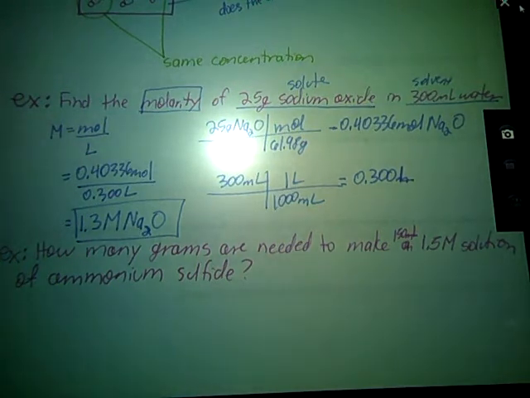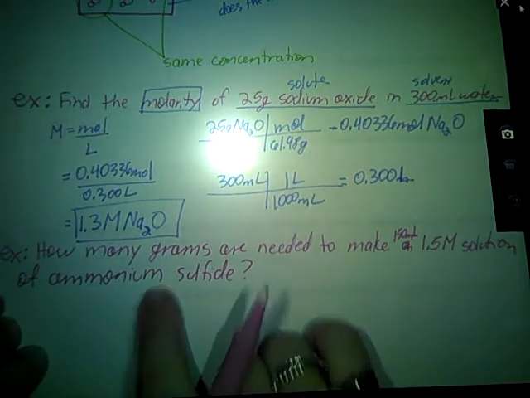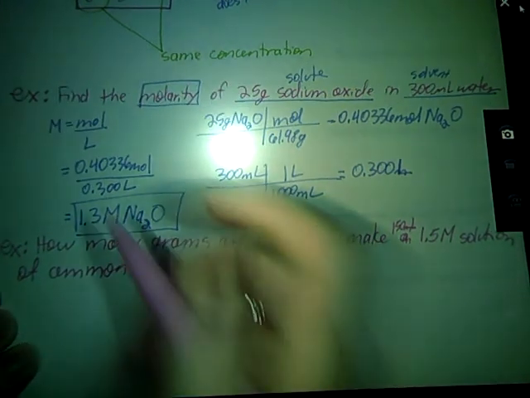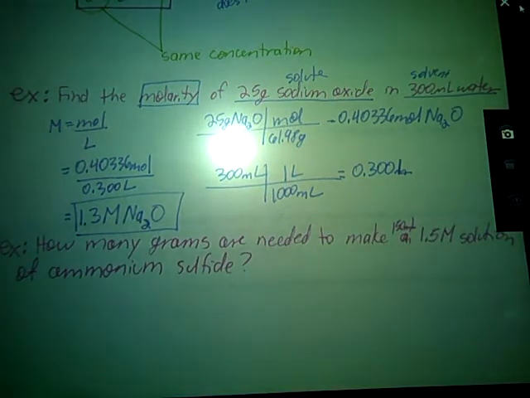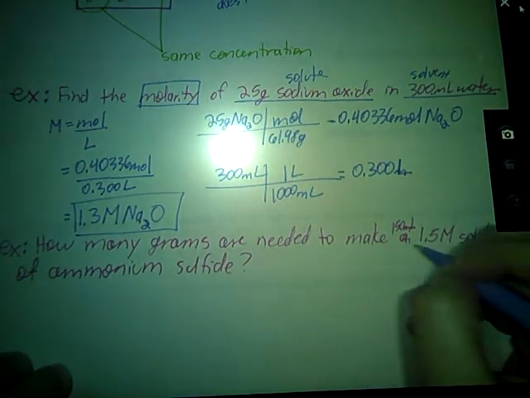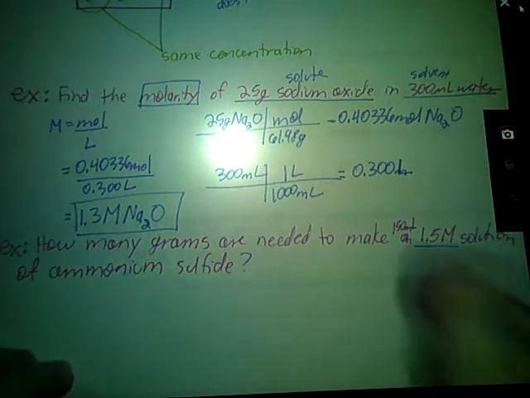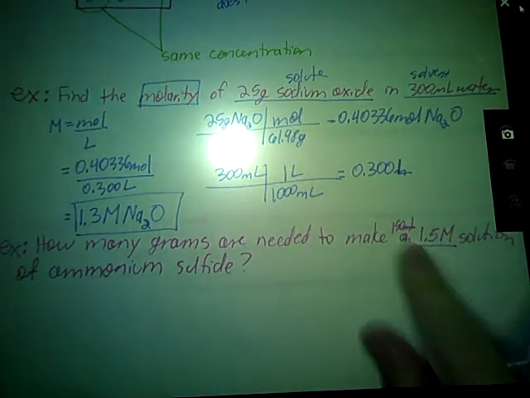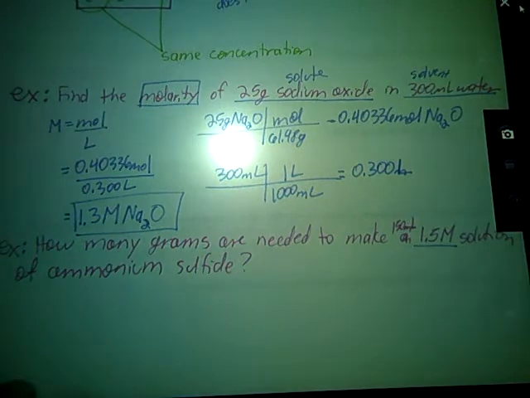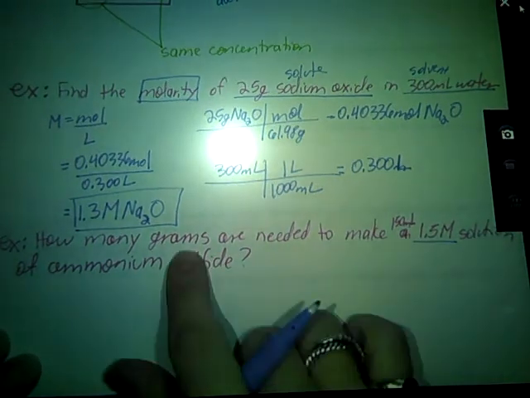So, in your labs, it tells you that you need 150 mils of a 1.5 molar solution. You need to make this. So that means you're going to use 150 mils of water. How much of this ammonium sulfide do I need? Well, we said that molarity, 1.5, can be expanded out to 1.5 moles per 1 liter. Well, I don't have 1 liter of solution. I've only got 150 milliliters.